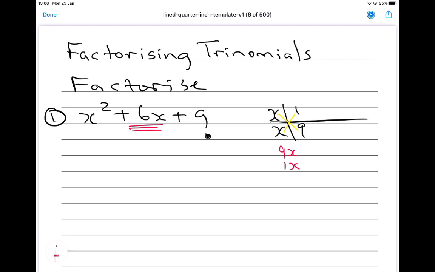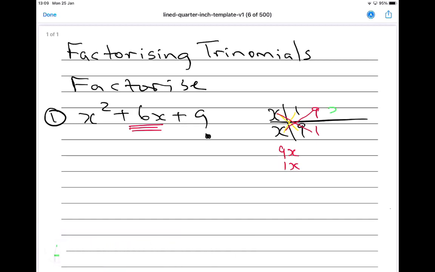And you might say, maybe I need to swap them around. Maybe 9 should be there and 1 should be here. Now, if you diagonally multiply, that will give you 1x and that will give you 9x. You are getting the same things, 9x and 1x. You can't put together 9x and 1x and get a 6x. So that tells you that 1 and 9 are the wrong factors. So think again, what else could it be?